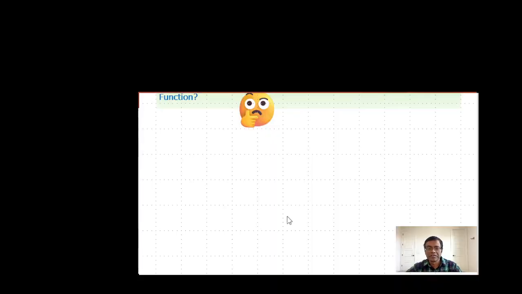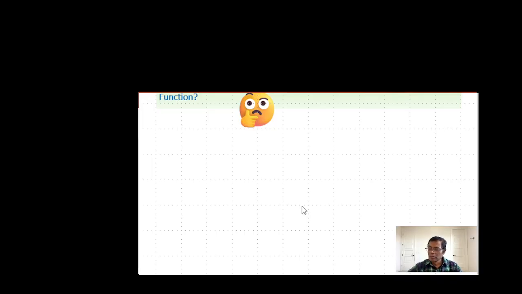We are going to learn what a function is, how we express a function, how we evaluate a function, what the different types of functions are, and what some tests are for a function to occur. So let's go with the lesson. We'll start with the definition of a function and understanding what a function is.